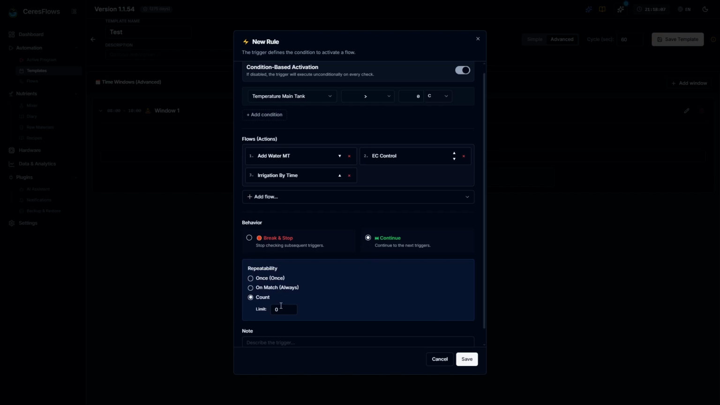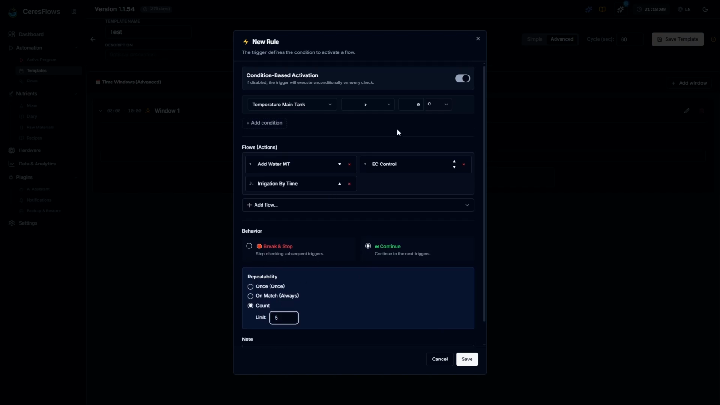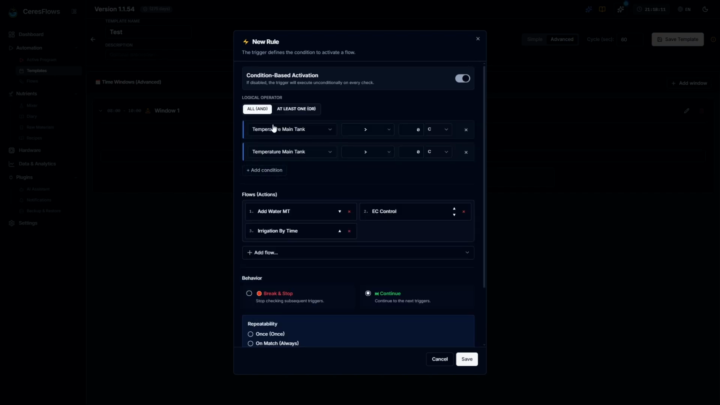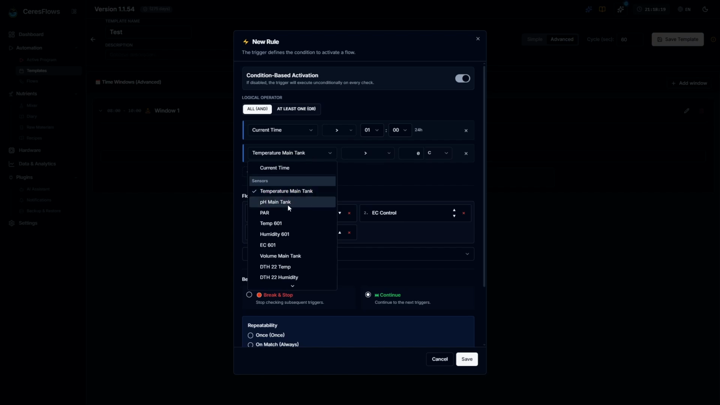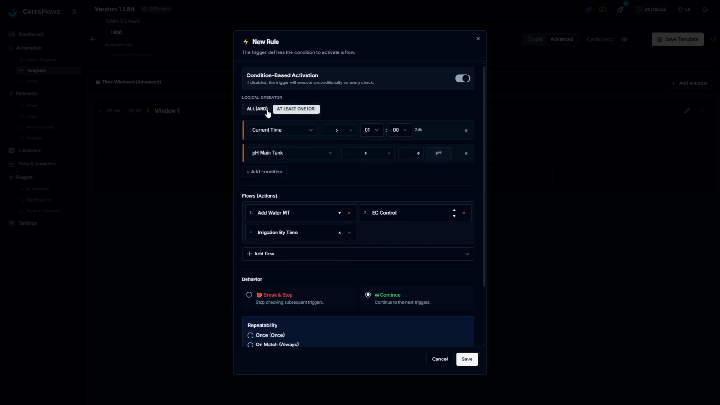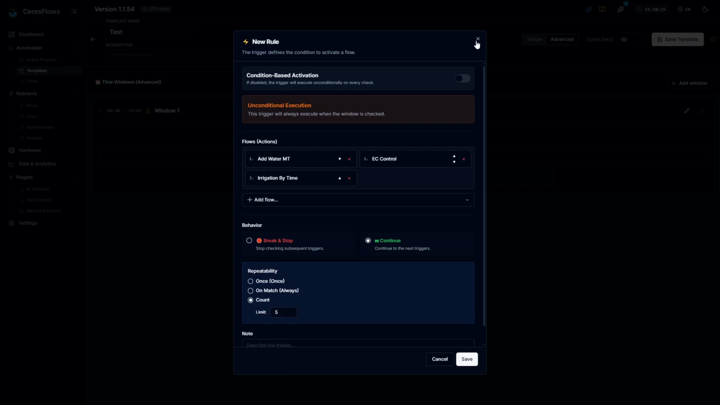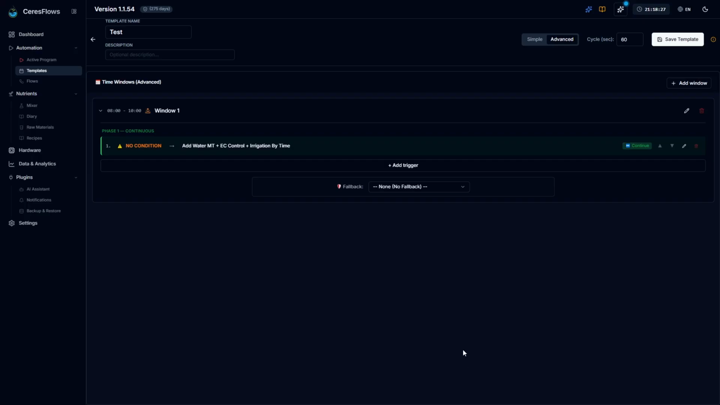At the heart of every template are time windows. Instead of automation being tied to a fixed hour, the day is divided into periods, each with its own strategy. At night, the system might only collect sensor data. During the day, ECPH, tank level, and watering control activate. In the evening, only monitoring remains.